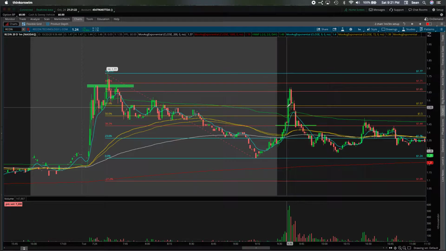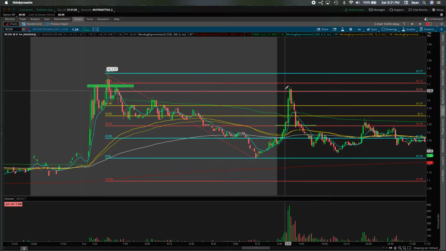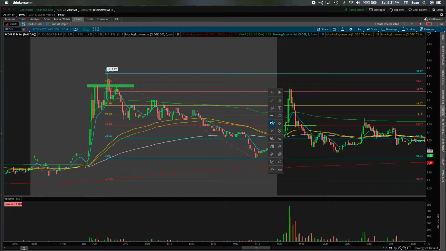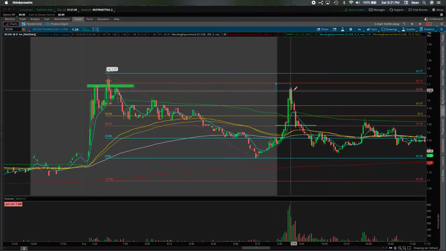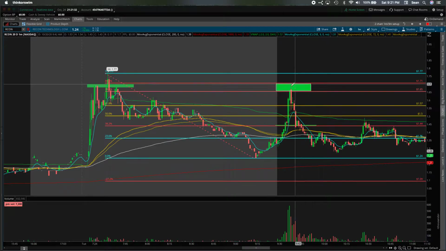So right then and there, I went and got more locates. And the level that we're really looking to get into is right here, okay? This, I call it the supply zone.